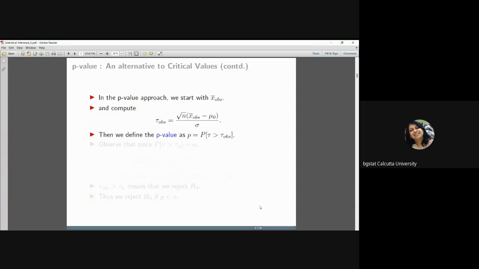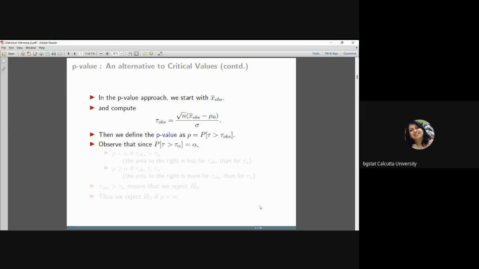For the p-value approach, we proceed a little differently. You first calculate x bar observed, and then we find this standardized value of tau observed. Tau naught is notation for the standard normal distribution. So tau observed is root n times (x bar observed minus mu naught) divided by sigma.